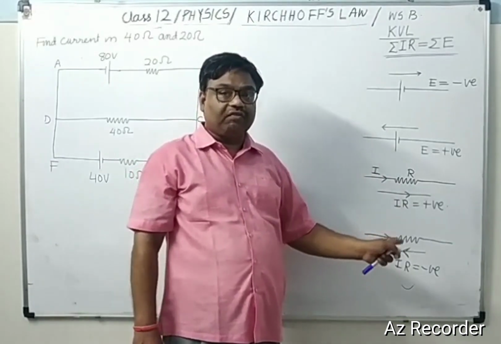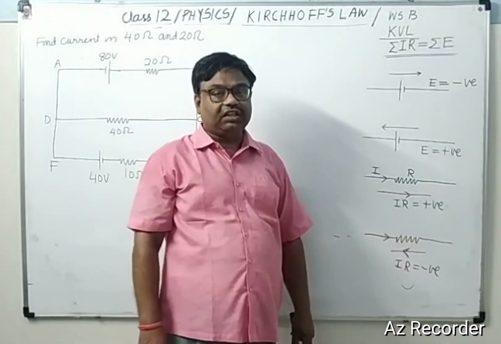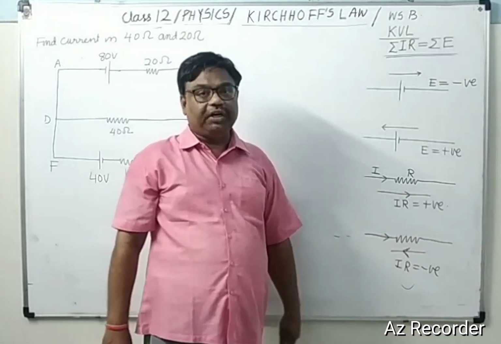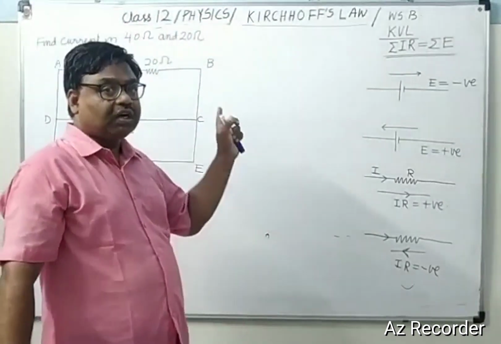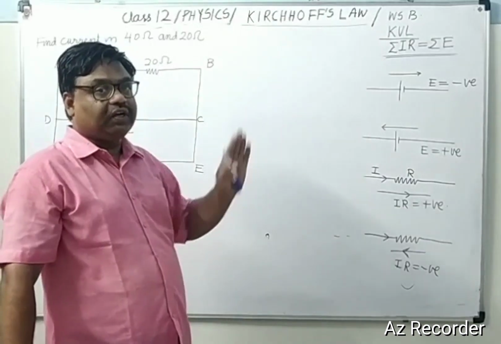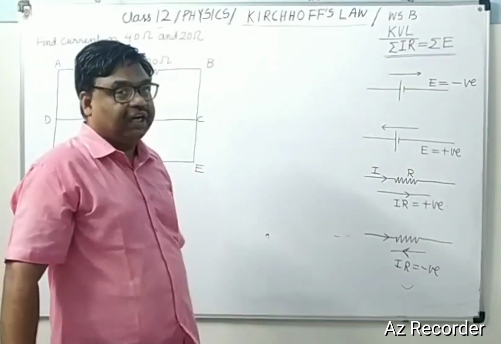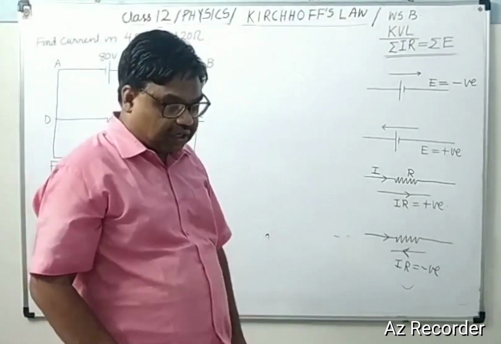That means if you are traversing opposite to the direction of current through that resistor, then I into R will be taken negative. Similarly for the EMF, if you are crossing a cell from the positive terminal to the negative terminal, EMF will be taken negative, and from negative to positive it will be taken positive.